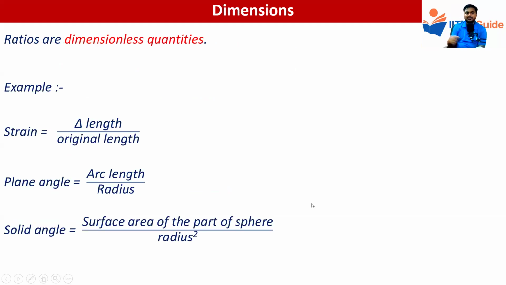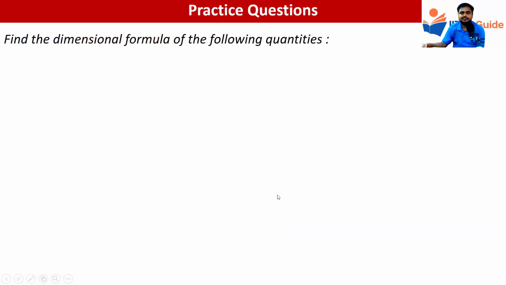Ratios are dimensionless quantities. For example, strain we have delta L upon L. So delta L, that is change in length, is also in meters. Original length is also in meters. So therefore it's dimensionless. Plane angle, solid angles, these are all dimensionless quantities. Okay.